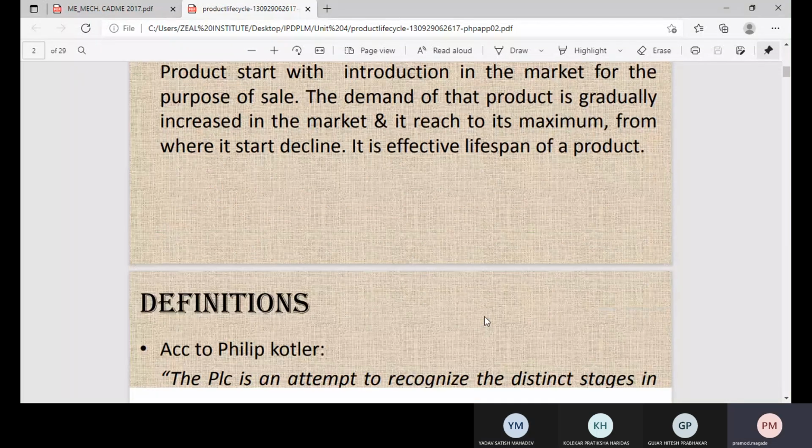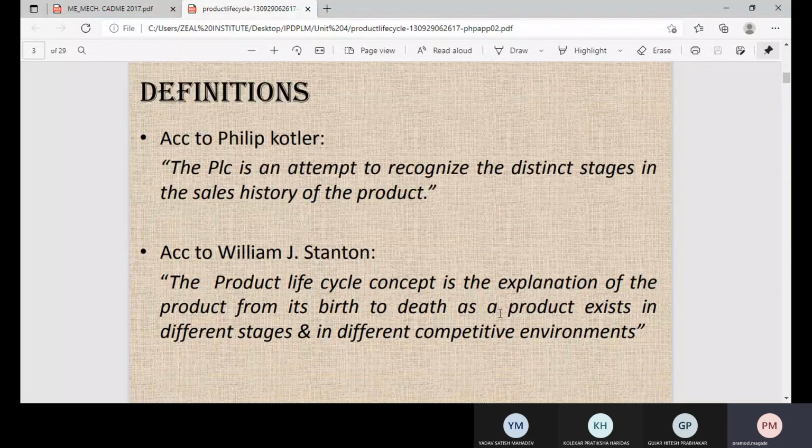Now, see, in case of the product life cycle, I told you the basic definition. Various scientists have mentioned their definitions, but I'll tell you one which helps to define the PLC properly. The PLC, that is product life cycle, is an attempt to recognize the distinct stages in the sales history of the product. So here he has given an overall general statement: it is an attempt at recognizing the distinct, various stages for the sales. That's it. So that is about Philip Kotler.